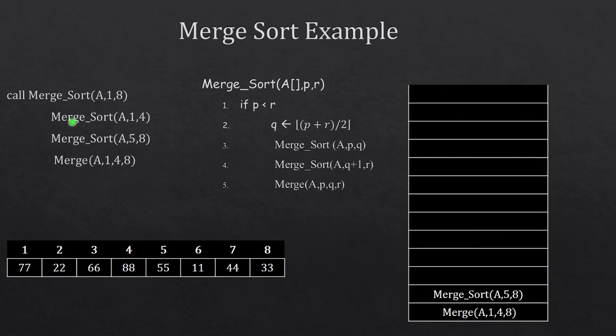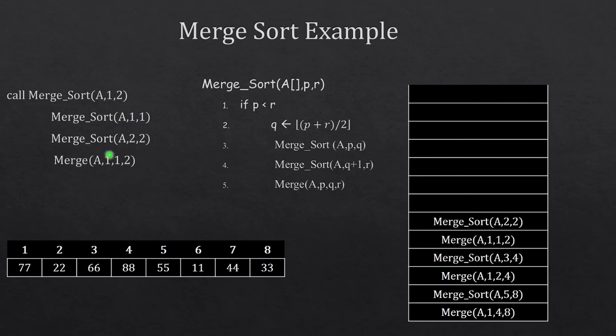So next merge sort of A, 1, 4 will be executed. So it will generate these 3 function calls. Again we have a recursive call, so these 2 will be pushed to stack. So next which call will be executed? Merge sort of A, 1, 2. There also it will generate 3 function calls. Next this will be executed, and the remaining things will be pushed to stack: merge sort of A, 2, 2 and merge of A, 1, 1, 2.